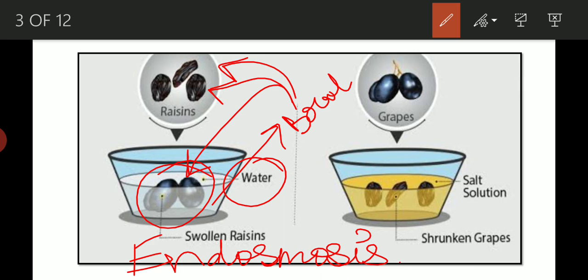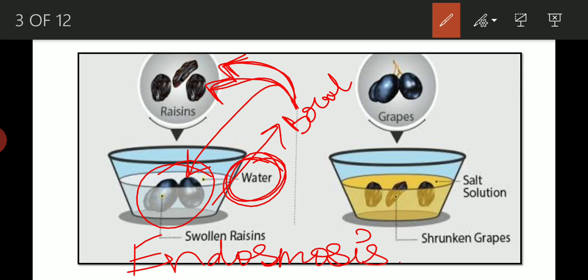From the region where it is present in greater amount to the region where it is present in lower amount. So in this case it is present more in the bowl. So the water molecules will move from the bowl inside the raisins. And as more and more water molecules move inside the raisins, obviously they will swell up. So this inward movement of the water molecules is known as endosmosis.